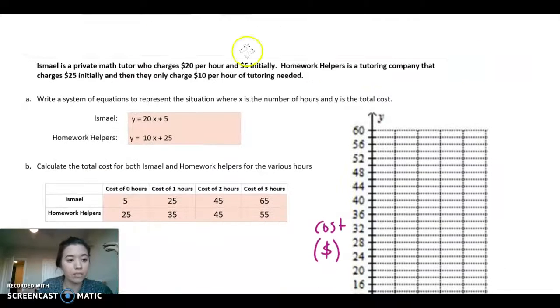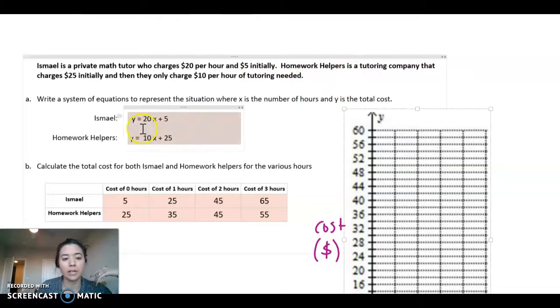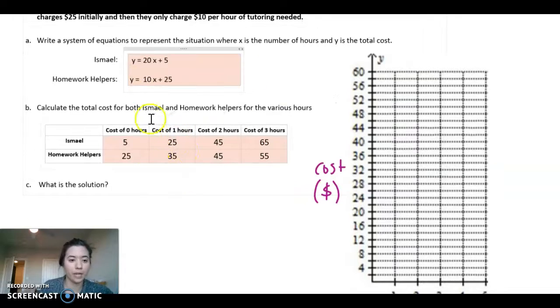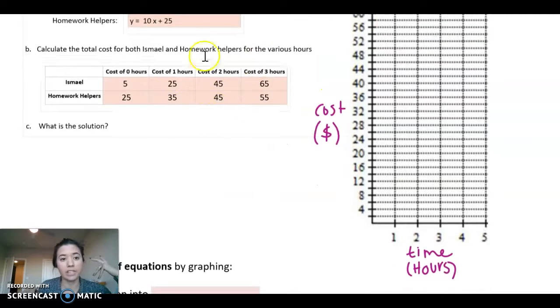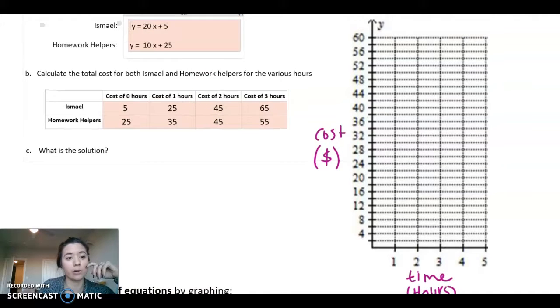So let me bring it back to this story problem we did last week. Ishmael was a private math tutor who charged $20 per hour and then $5, and then we had homework helpers. We created equations to represent both Ishmael and homework helpers, and then we created a table to represent the cost that they would charge to tutor you, depending on how many hours you wanted their help. We looked at this table and found the solution. Does anybody remember what the solution was?